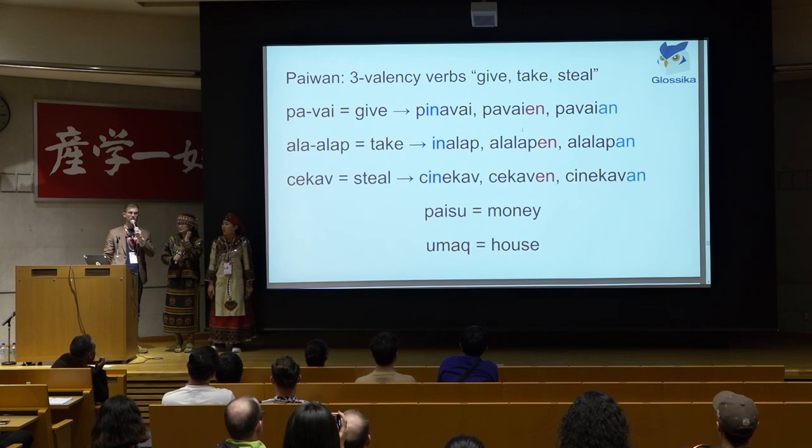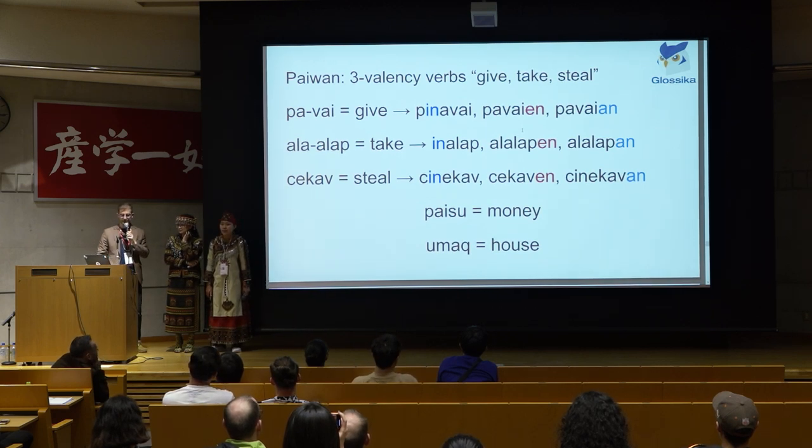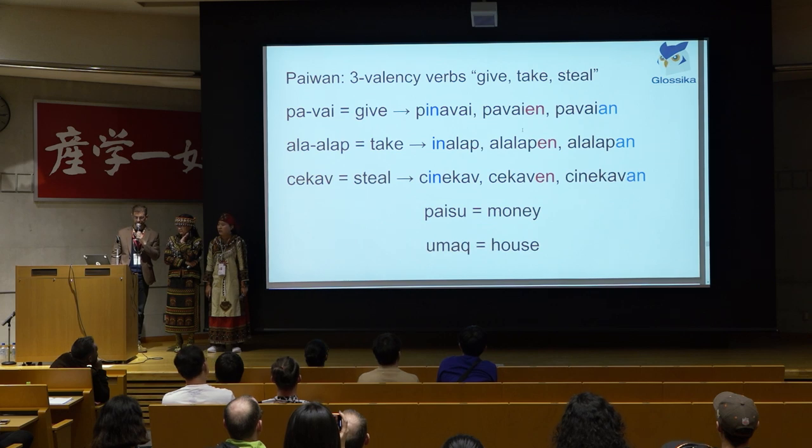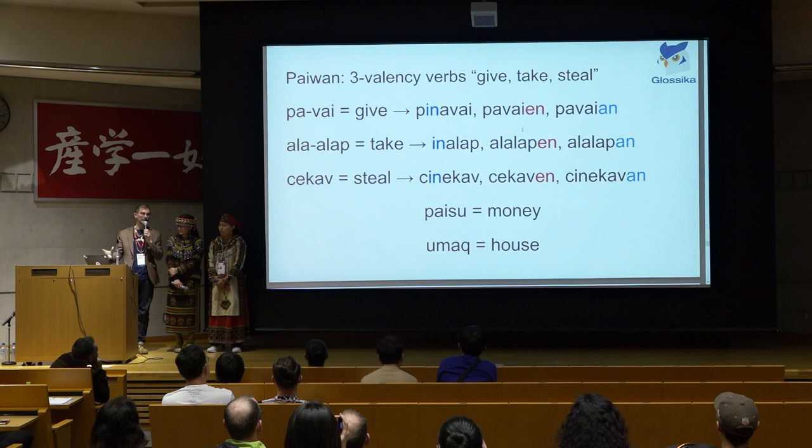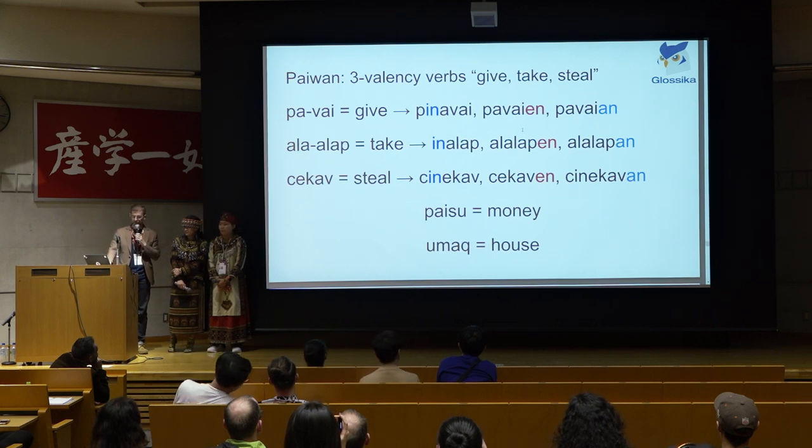Okay, let's practice a few more sentences. Pavai, to give. And then alap, to take. We reduplicate it as alalap. And then to steal, zikao. So these can change into their other case, into other forms. Pinabai, pavayan, and pavayan. Inalap, alalapan. Tinakao, tinakavan. And then paisu and uma, you can see the meanings there.